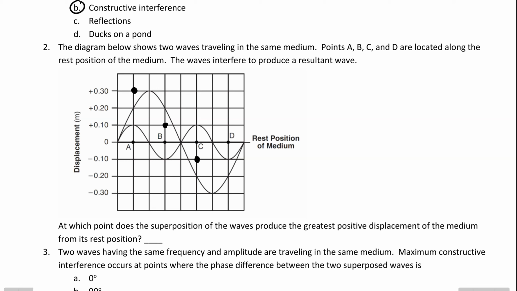And then for D, it's negative 0.1 and negative 0.2. So what's negative 0.1 plus negative 0.2? That's going to be negative 0.3. So the wave would look kind of wonky, but this is where those 4 points would be. So the question is the greatest positive displacement. Point A is showing the greatest positive displacement of 0.3 meters. So that's point A.